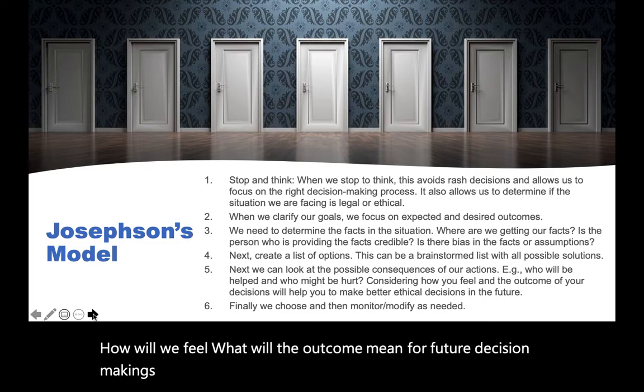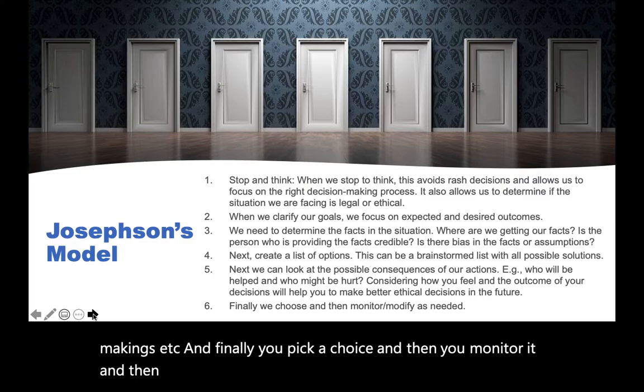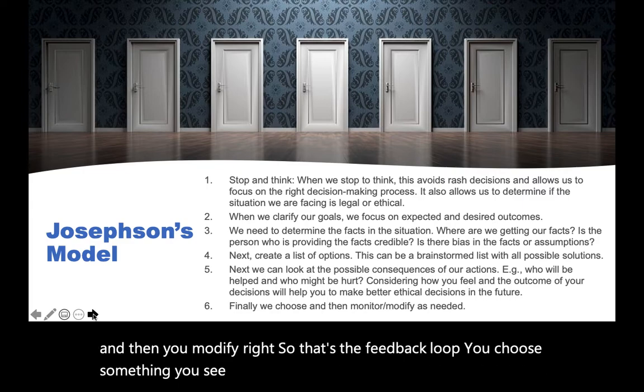And finally, you pick a choice and then you monitor it and then you modify, right? So that's the feedback loop. You choose something, you see what happens, and then you fix it if you need to.